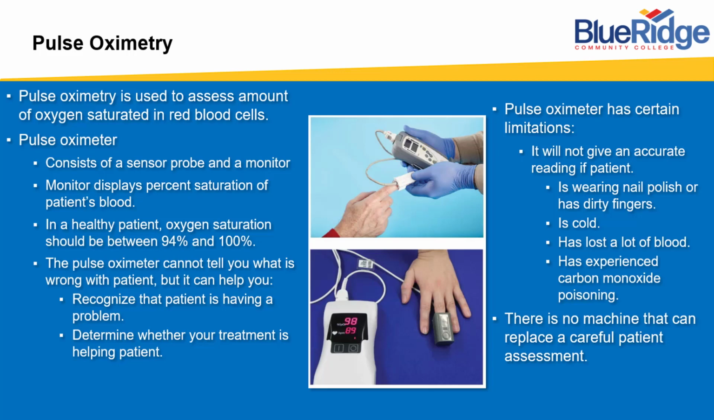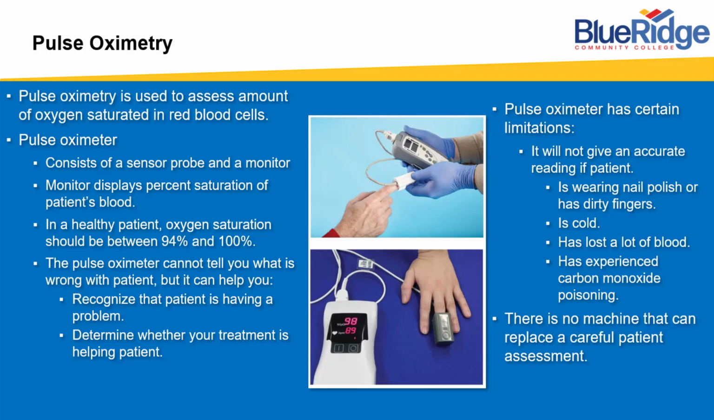Obviously, if we put them on supplemental oxygen, that percentage is going to go higher, or ideally will go higher. If the patient is having difficulty breathing as a result of an injury or a disease process, the percentage of oxygen may be much lower than 90%. This would be a good indication that they would need oxygen. Keep in mind that pulse oximetry cannot tell you what is wrong with the patient, but it can help you recognize if the patient is having a problem and determine whether your treatment is helping the patient or not.